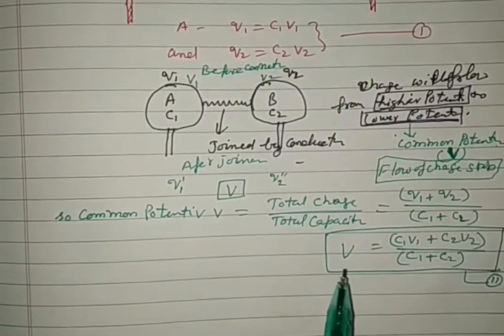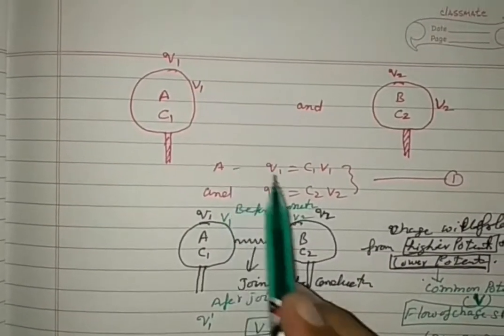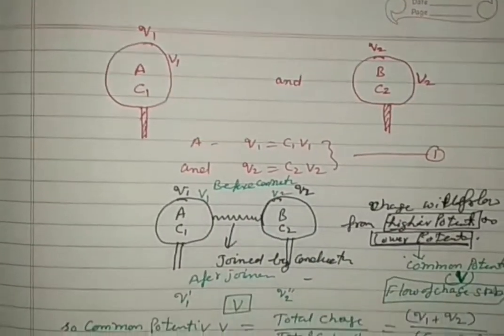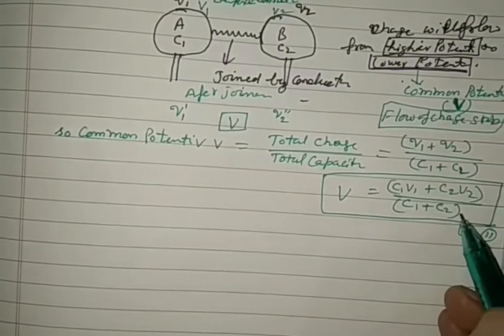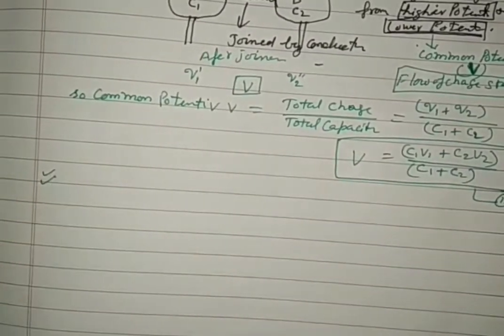So we have two equations. One: Q1 is equal to C1 V1, Q2 is equal to C2 V2. And by this, common potential V is equal to (C1 V1 plus C2 V2) upon (C1 plus C2). Now we are going to see the next thing.